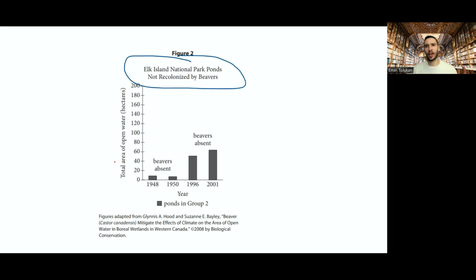I don't have to understand where this is from, how it's been obtained. I don't need any extra information. All I need is direct information from the figure. The next thing that I'm going to analyze is the horizontal axis. So for example, what is this or what is this? What we see here is years, yeah? So each of these bars represents a year, 1948, 1950, 1996, and 2001. At the same time, we see that there are two different categories, beavers absent and beavers absent. Well, it's one category, it turns out.